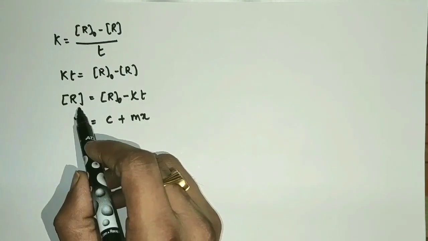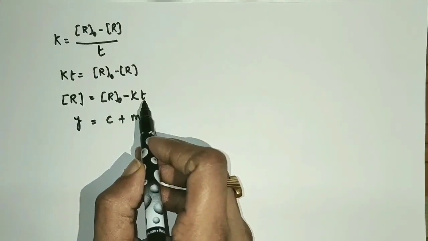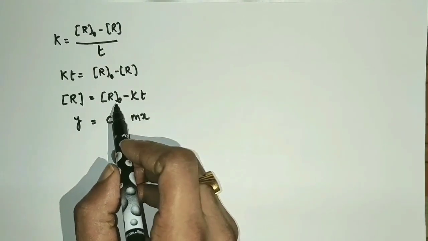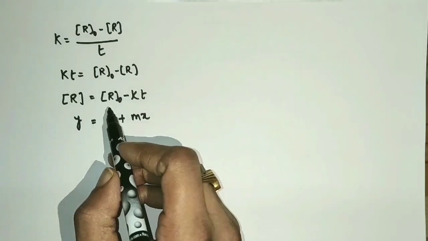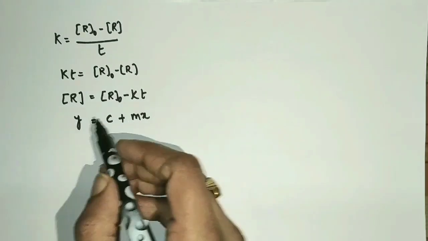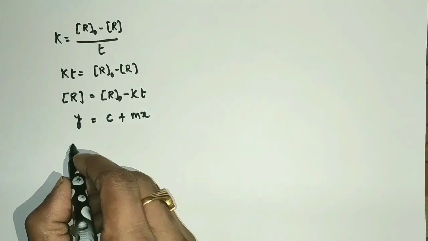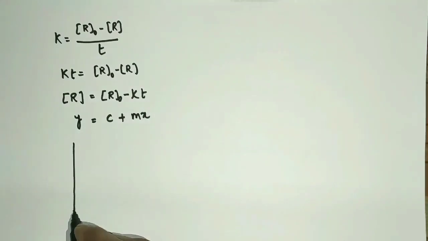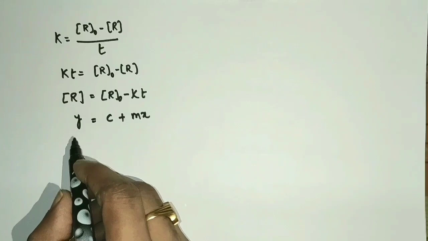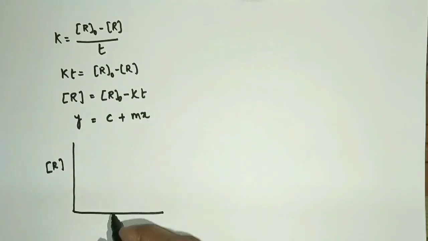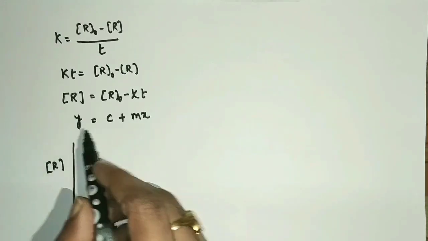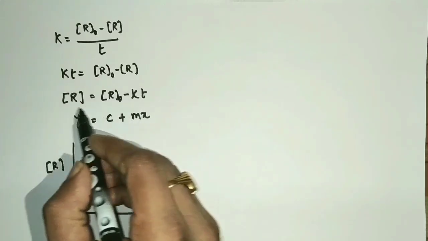R is concentration of reactant, and t is time. R naught is constant. Initially, whatever the concentration of reactants we have taken, it is constant, right? So R is the y variable here, t is the x variable. So if we draw a graph by taking R on y-axis and time on x-axis, then you will get a straight line not passing through origin as per this form of equation.